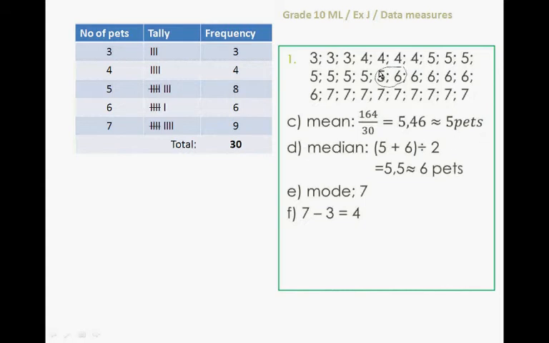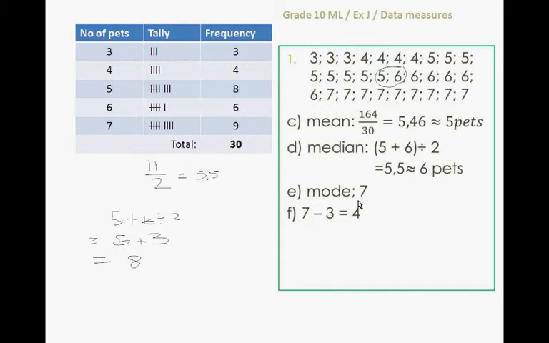The median is the two values in the middle. I've circled it already. So that's 5 plus 6 divided by 2. It gives us 5.5, which is 6 pets. Now remember, 5 plus 6 is 11. And 11 divided by 2 is 5.5, which rounds to 6. But if you just punch into your calculator 5 plus 6 divided by 2, you'll get 5 plus 3, which is 8, and 8 is not even in our set of data. 7 is the largest number, so please be careful how you do this calculation.